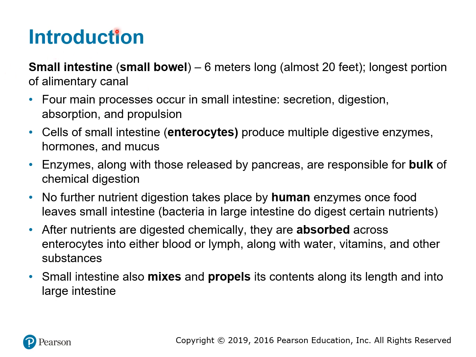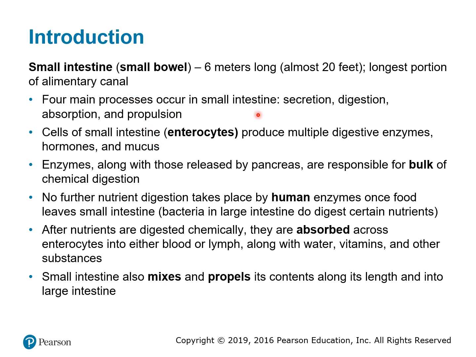So the small intestine, what that means is just small bowel. Compared to the large intestine, this one is smaller in diameter, but it is 6 meters long, so almost 20 feet, and you could say it is the largest portion of the alimentary canal. We might not feel like it is 6 meters long because, of course, it is crunched up and folded. Now, it has 4 major processes, which include secretion, digestion, absorption, and propulsion.